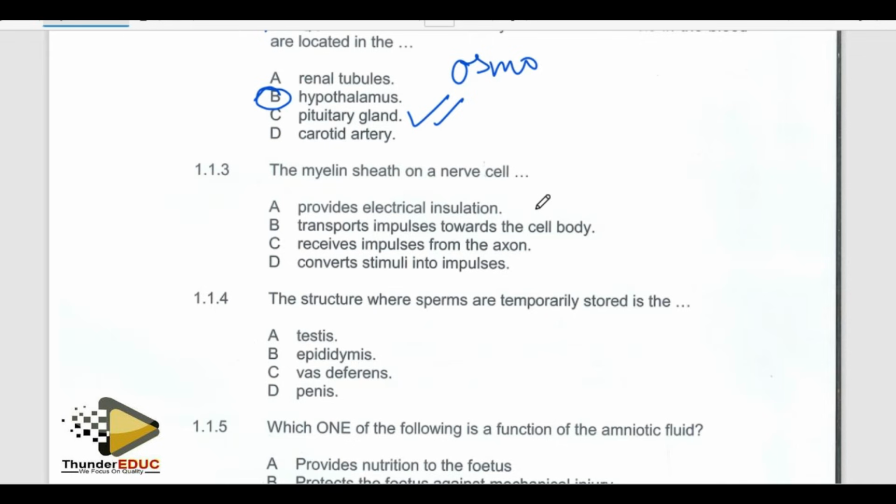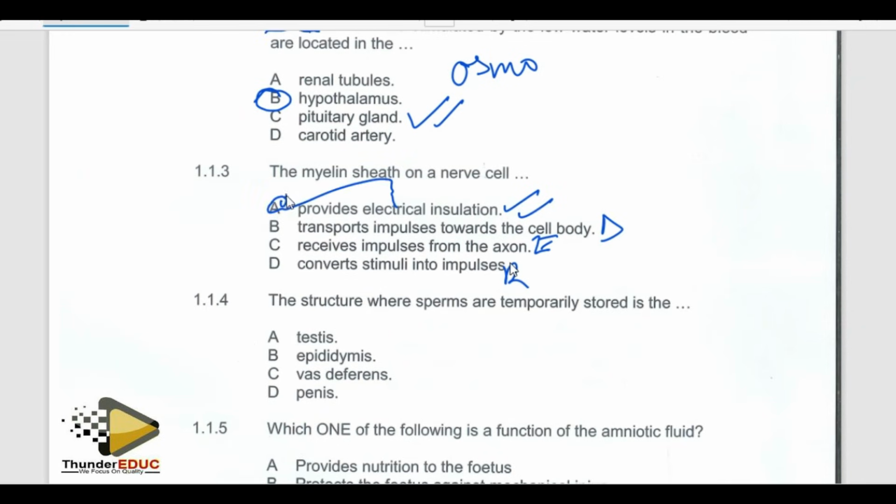Provide electrical insulation. Yes. Transport impulse towards the cell body, that is a dendrite. Receives impulse from the axon, that is the effector. Converts stimuli into a nerve impulse, and that is a receptor. Basically, this is a receptor, this is an effector, and transport impulse towards the cell body is the dendrite. So the answer becomes A. So expect that to be A.